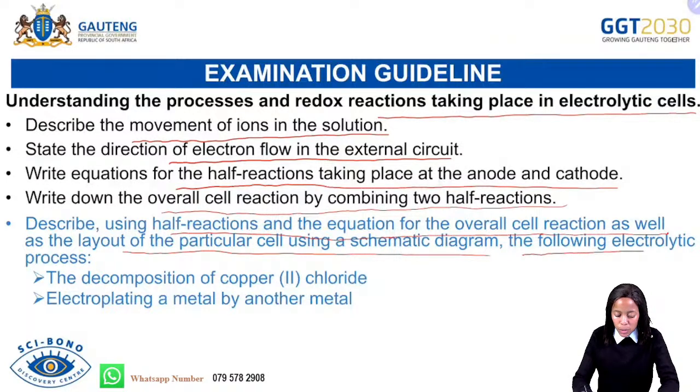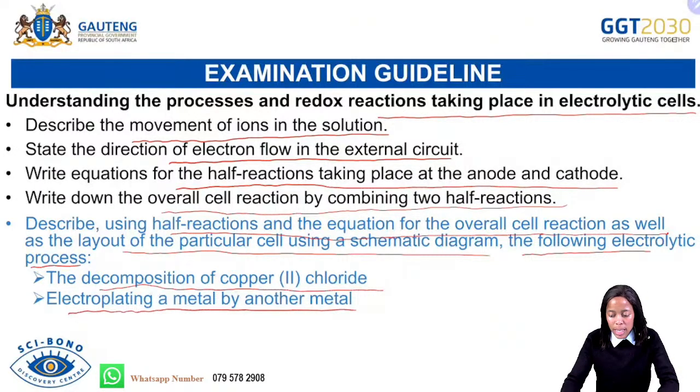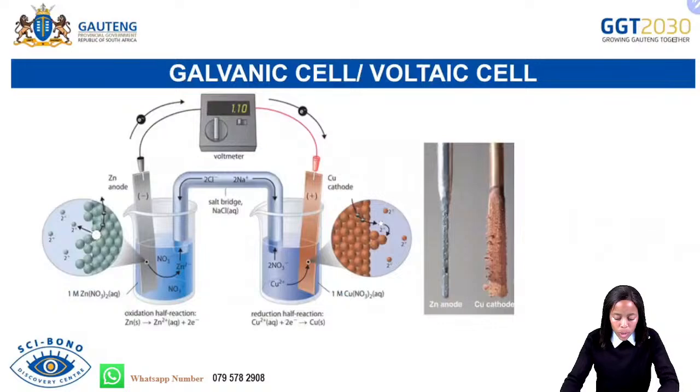And then it says the following electrolytic processes. So we need to know the decomposition of what? Copper(II) chloride and electroplating a metal. That is by another metal there. Okay.